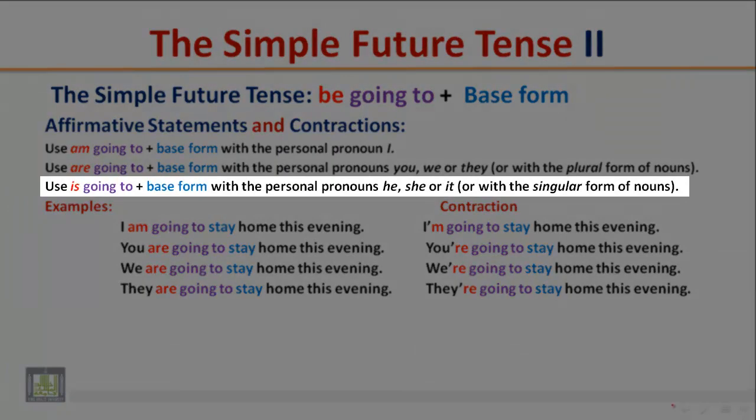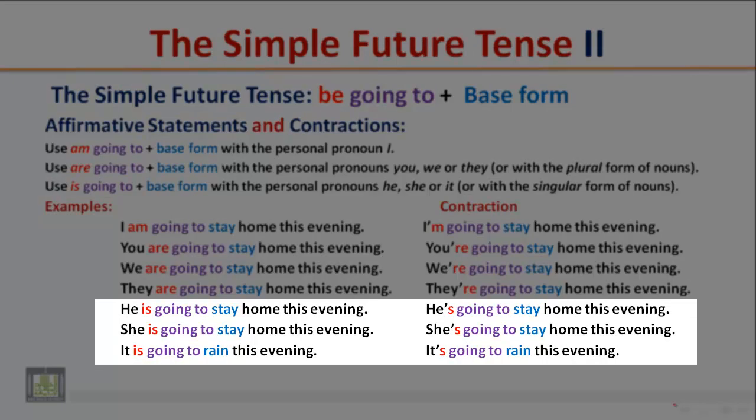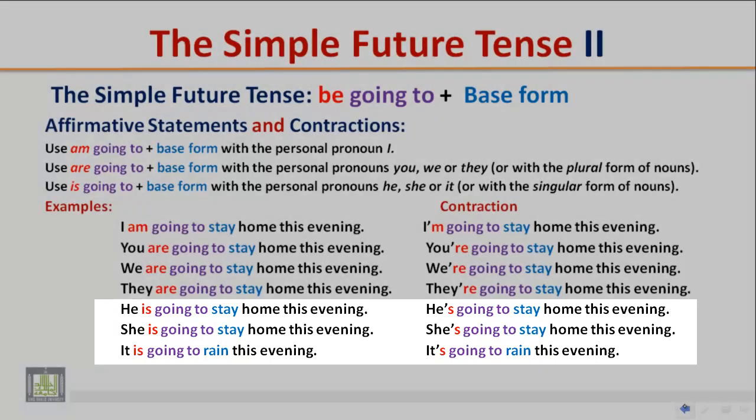Use is going to plus base form with the personal pronouns he, she, or it, or with the singular form of nouns. Examples: He is going to stay home this evening. He's going to stay home this evening. She is going to stay home this evening. She's going to stay home this evening. It is going to rain this evening. It's going to rain this evening.